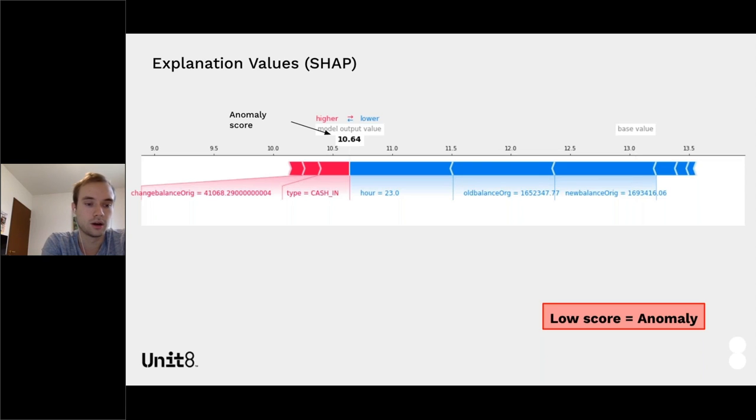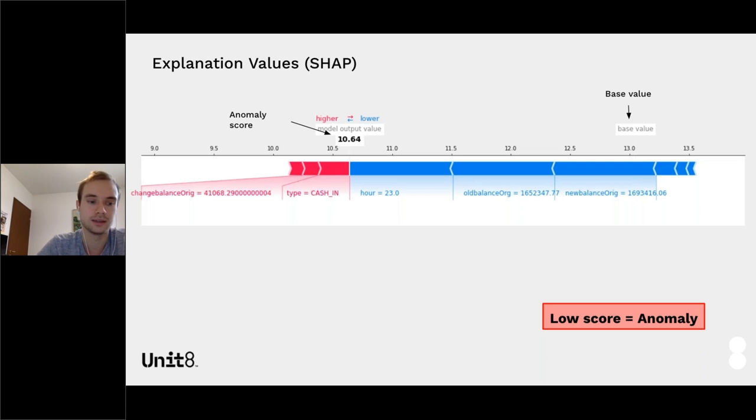So basically, it's not predetermined whether this is an anomaly or not, because that will depend on the threshold we set. But for now, let's just try to clarify the explanation process of how we get to this particular score. So this is the anomaly score that we get for this transaction, and here is the base value.